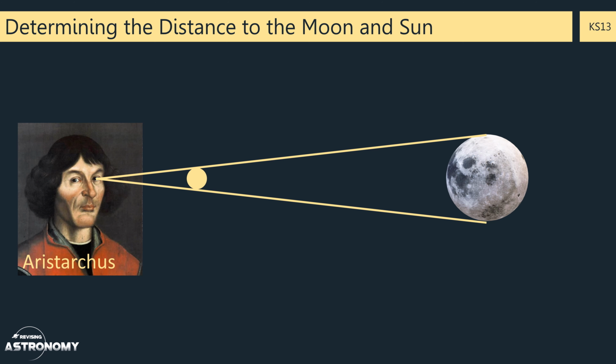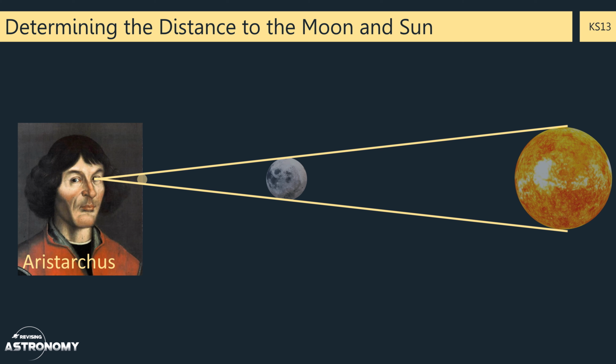Aristarchus also realised that this same method could be used to determine the diameter of the Sun, once the relative distance to the Sun had been established. This is because both the Moon and the Sun subtend the same angle in the sky of around about 0.5 degrees. Hopefully this gives you a bit of a run through of how we managed to determine the distance to the Moon and the Sun.